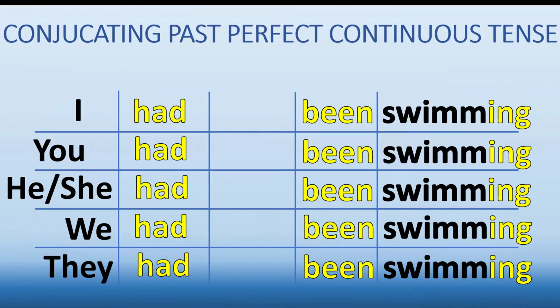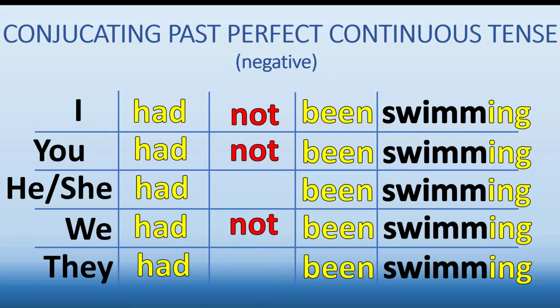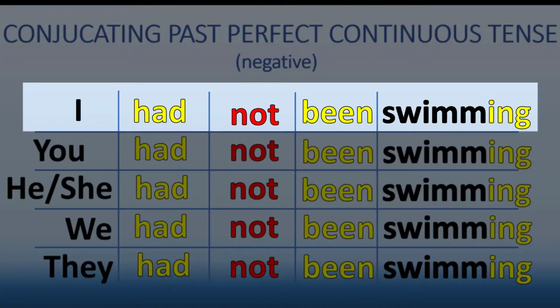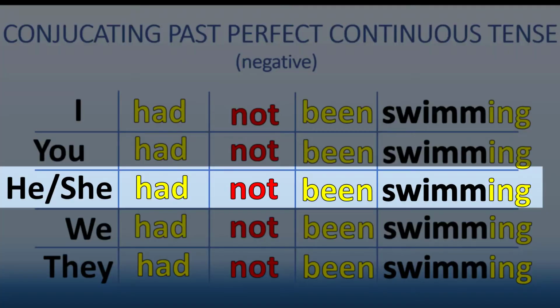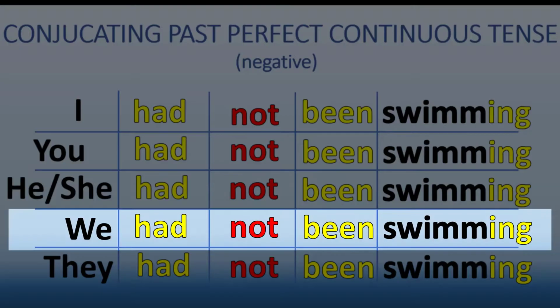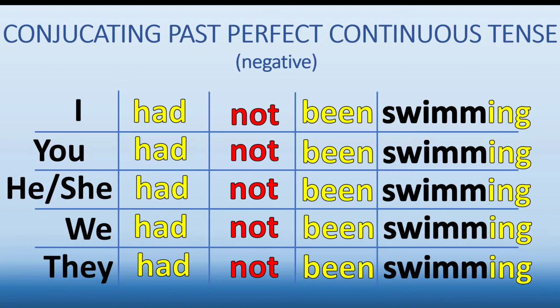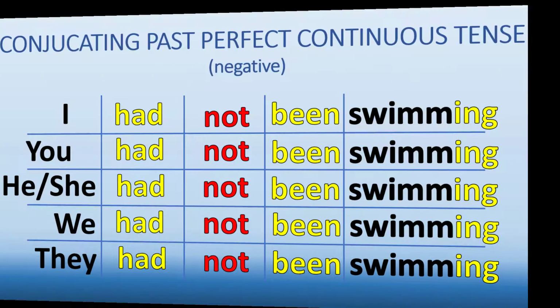Now let's see how to form it negative through this table. Now you just see these are the affirmative sentences. I had been swimming. Now to change it into negative, we have to simply add not along with had. So it becomes I had not been swimming, you had not been swimming, he or she had not been swimming, we had not been swimming, and they had not been swimming.